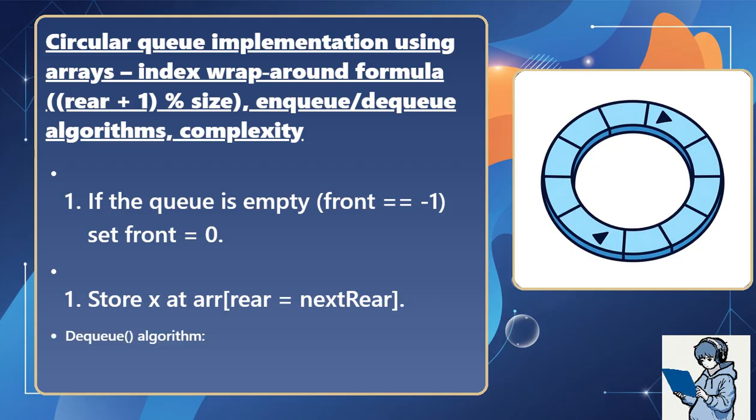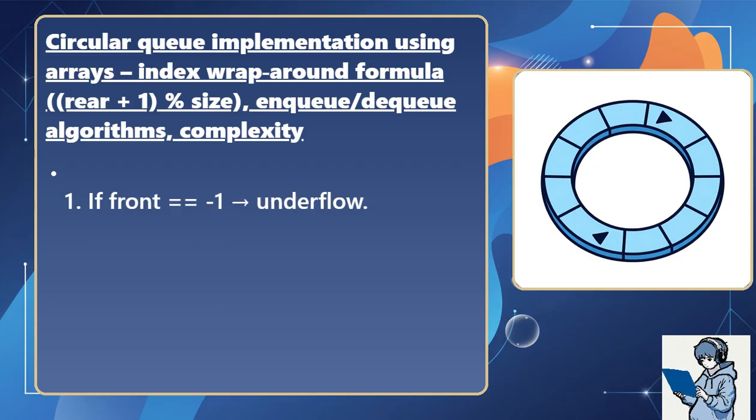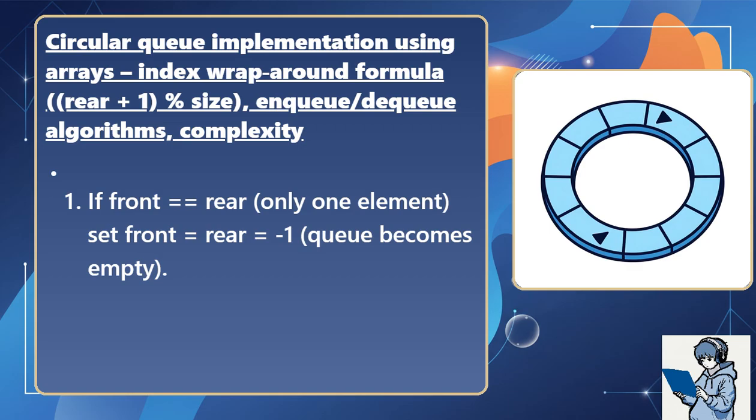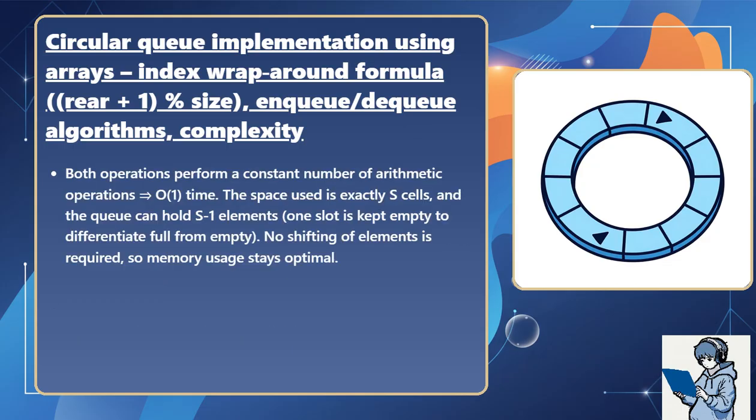Dequeue algorithm. Step 1: if front equals -1, then underflow. Step 2: retrieve x = array[front]. Step 3: if front equals rear, only one element, set front and rear to -1, and the queue becomes empty. Step 4: otherwise set front = (front + 1) modulo S. Both operations perform a constant number of arithmetic operations, which is O(1) time. The space used is exactly S cells and the queue can hold S-1 elements. One slot is kept empty to differentiate full from empty.